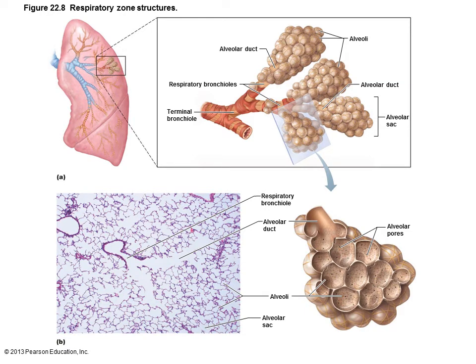Respiratory zone begins as terminal bronchioles and respiratory bronchioles and alveolar ducts and finally alveolar sacs. Alveolar sacs contain clusters of alveoli, about 300 million alveoli, and that makes up most of the lung volume, and they are the sites of gas exchange.